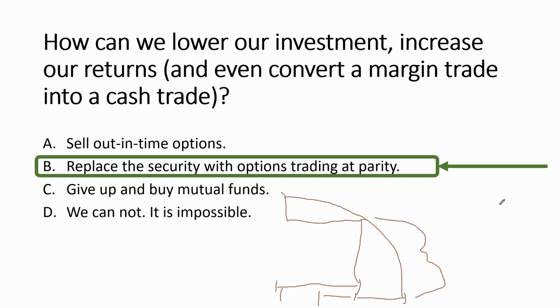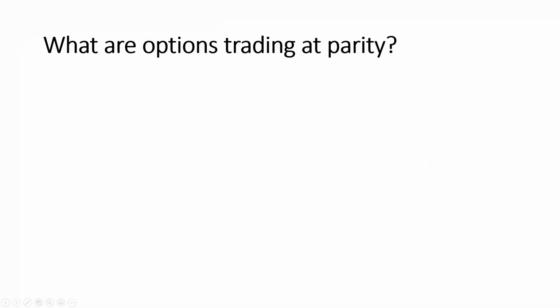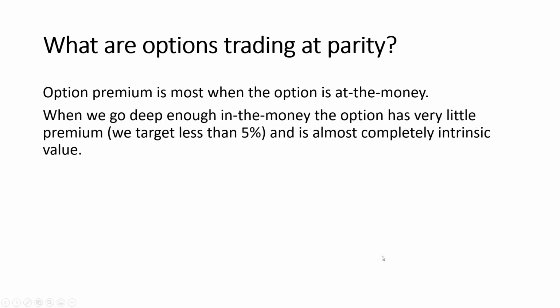So the actual answer is that we want to replace that underlying security with an option trading at parity. Now you might say, well, what the heck are options trading at parity? Option premium is the most when the option is at the money. So that's the other thing you want to do. When you sell your near-term options, you want to sell the at-the-money option. The at-the-money option is also going to give you the most bang for your buck because that's where option premium is the most. However, when we go deep in the money, the premium actually decays off.